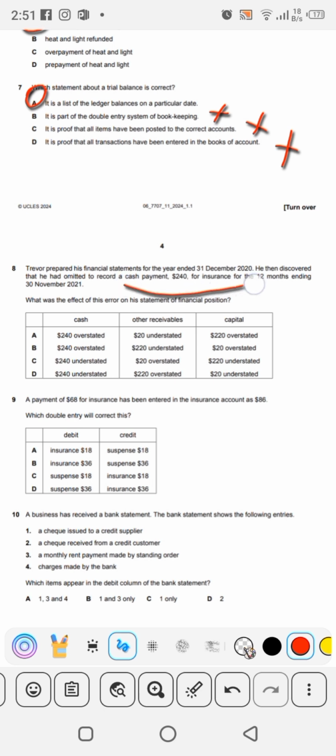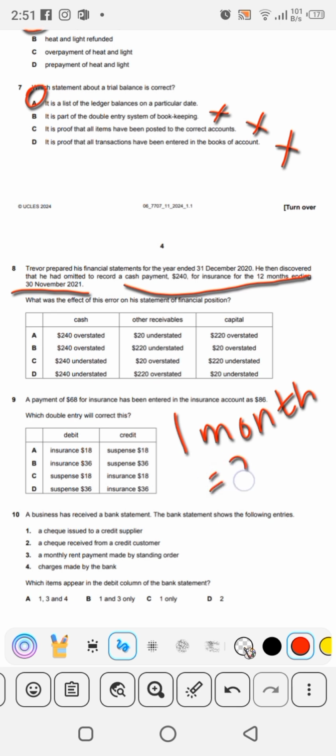And in question number 8, Trevor prepared his financial statements for the year ended 31st December. He then discovered that he had omitted to record a cash payment of $240 for insurance for the 12 months ending 30 November 2021. So there is 1 month extra. So in question number 8, Trevor had omitted to record a cash payment of $240 for insurance for 12 months ending on 30 November 2021.